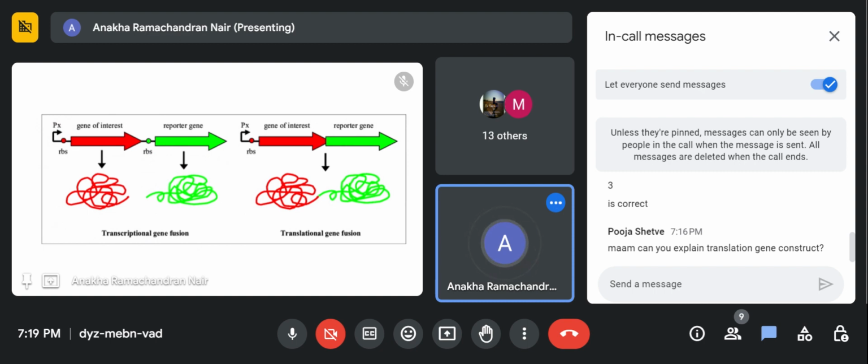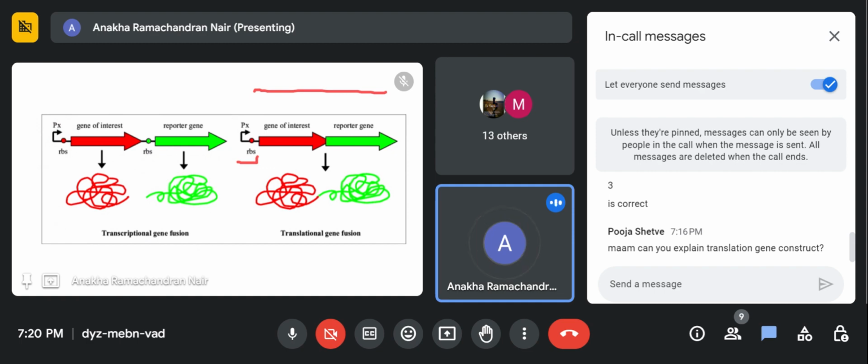And the next is a translational gene fusion, right? So in this case, this is your promoter, this is your ribozyme binding site, your gene of interest, and your reporter gene. Your reporter gene doesn't have its own ribozyme binding site. Okay, so it is depending on the ribozyme binding site of your gene of interest. So in the first case, you will have a functional gene of interest, and in the second case, you may have a non-functional gene of interest depending on the effect of this GFP being attached to your gene of interest. Okay, so since there is only one ribozymal binding site, you will have a mRNA being formed.